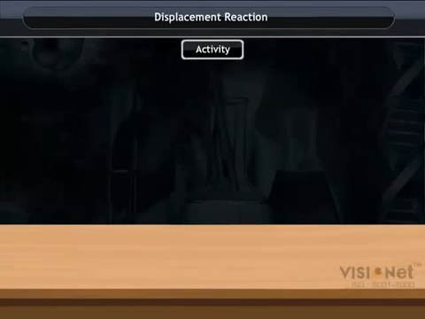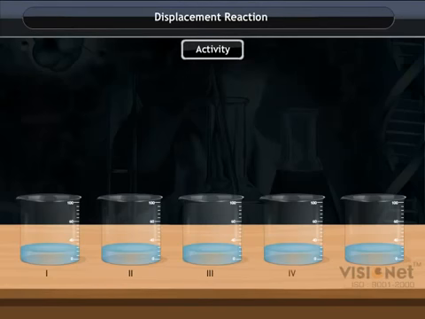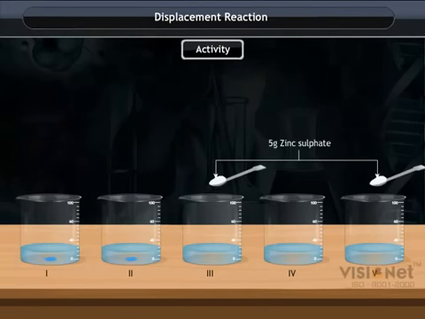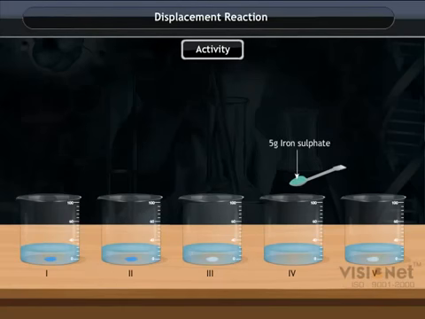Activity: take 500 milliliter beakers and add 20 milliliters of water in them. Label the beakers as 1, 2, 3, 4 and 5. Add 5 grams of copper sulfate to beakers 1 and 2, 5 grams of zinc sulfate to 3 and 5, and 5 grams of iron sulfate to beaker 4.